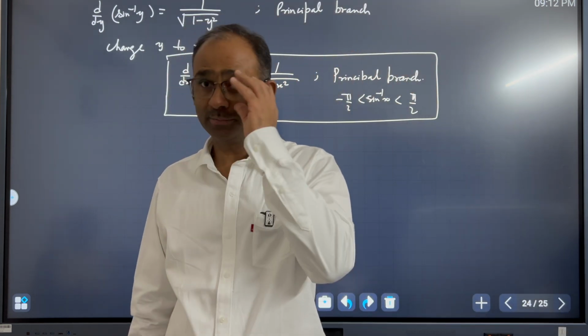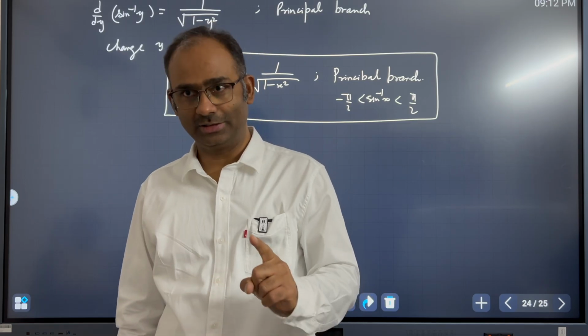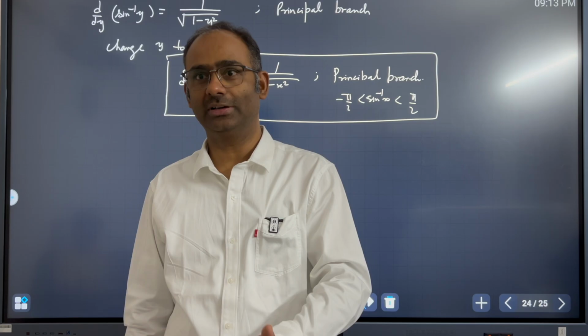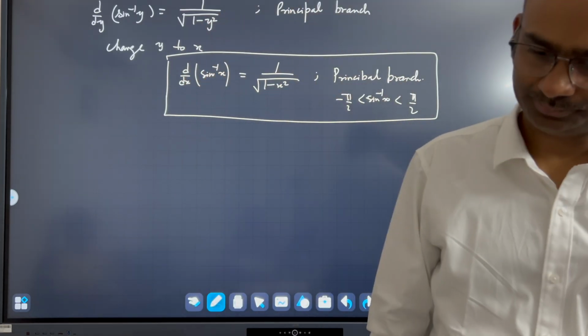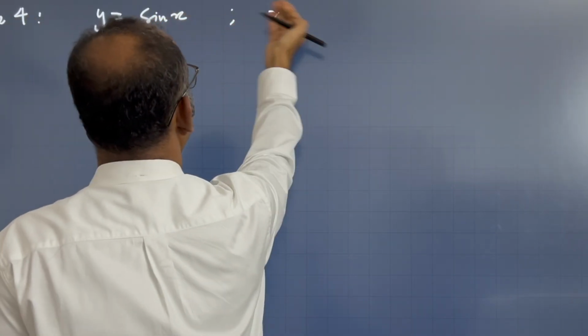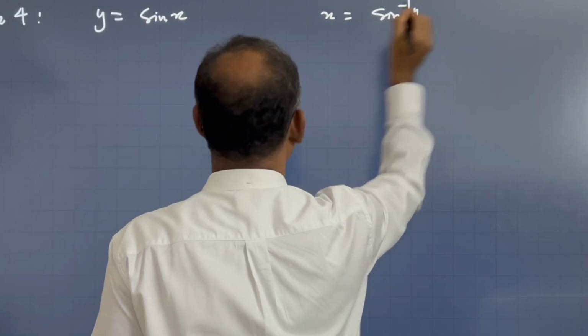qualification afterwards. I'm going to give you an example where I take again the derivative of sine inverse of x but over a different branch. And then you will see you get a different answer and you will not forget. Is that okay? Shall we go ahead? Yes. y equal to sine of x, so that x is equal to sine inverse of y.